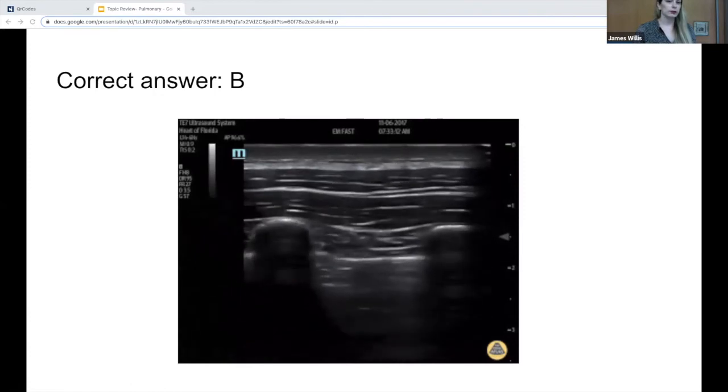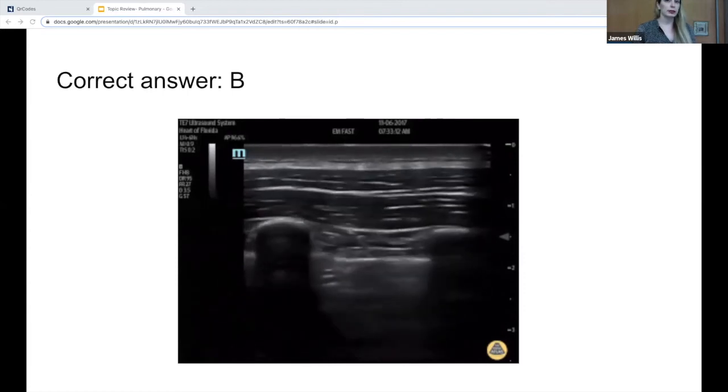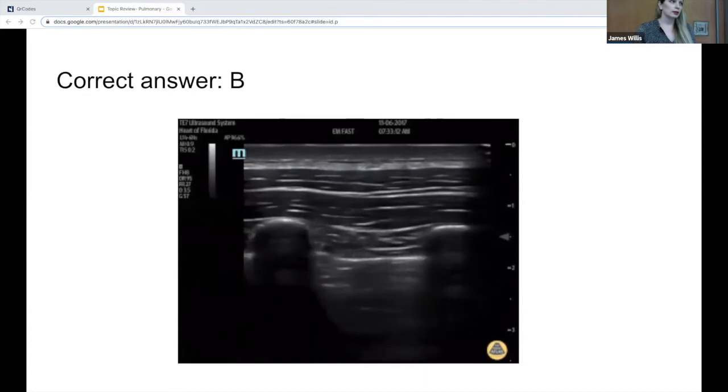You could see subpleural consolidations. You may see parapneumonic effusions. And choice E, pleuritic chest pain after a flight from Europe, that's a PE. If it's small enough, you may not see anything on ultrasound. If it's large enough, you may see signs of right heart strain.